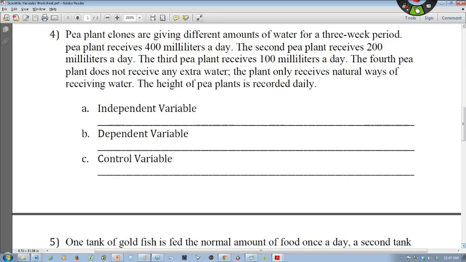So again, we've got different amounts of water is one variable there, and that word different again sticks out. We've got pea plants or pea plant clones, so they're identical plants to each other, and we've got 3-week periods, so our time is the same, the type of plant's the same. The amount of water is different, and again, we're measuring the height. So what the scientists know ahead of time and what they manipulate in the experiment is the independent variable, and again, in this case, this is the amount of water.